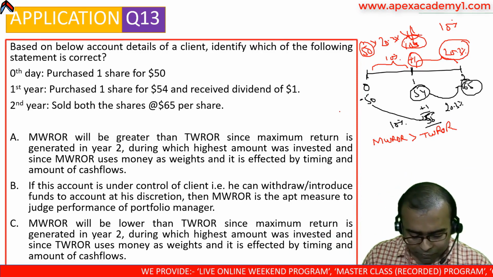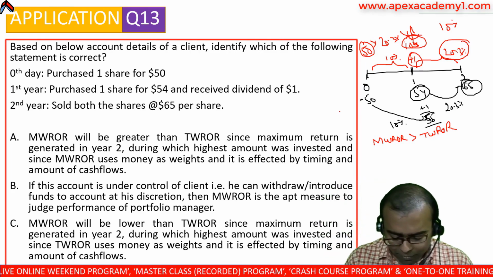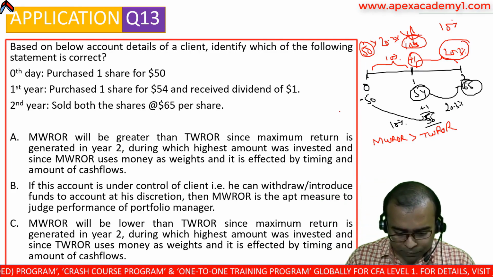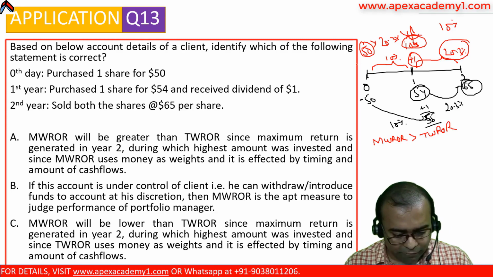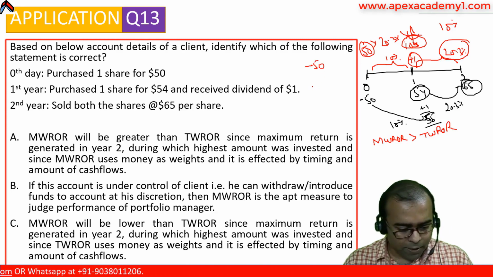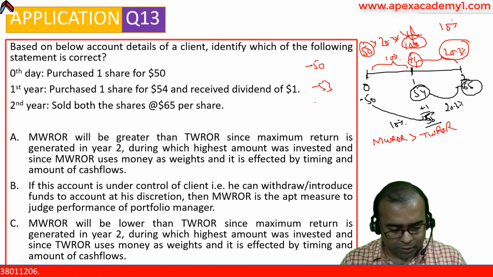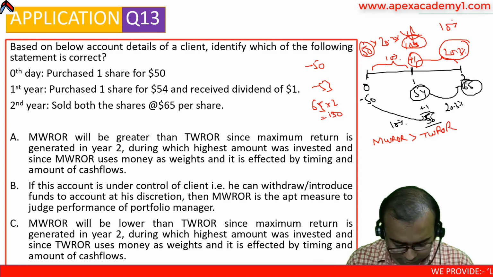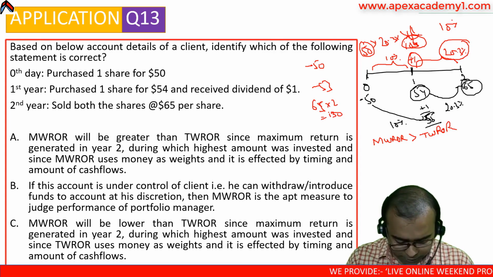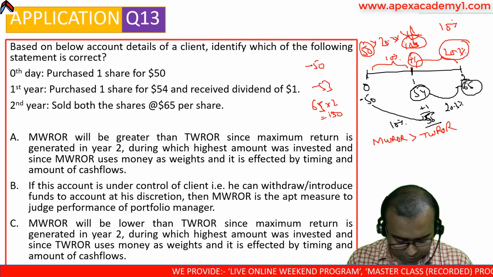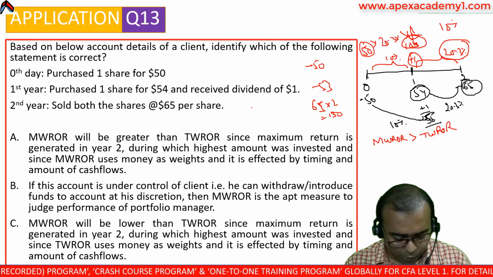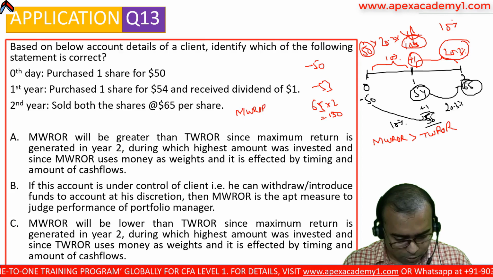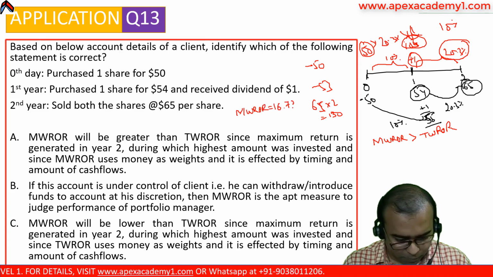Now, if you want to calculate the exact MWROR and TWROR, you definitely can. MWROR is the normal IRR that we calculate. Identify the cash flows: minus 50, minus 53, and then we get a return of 65 into 2, that is 130. On the calculator: CF, second, clear work, 50 negative, enter, arrow down, 53 negative, enter, arrow down, and then 130 positive, enter, arrow down. You get an IRR of 16.73%. So MWROR is 16.73%.